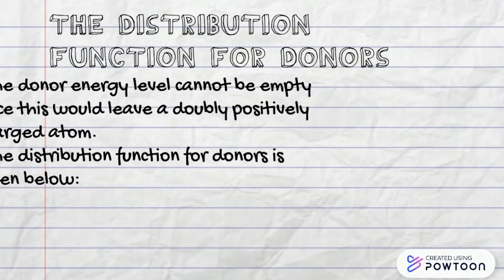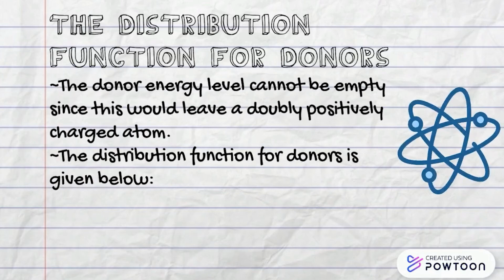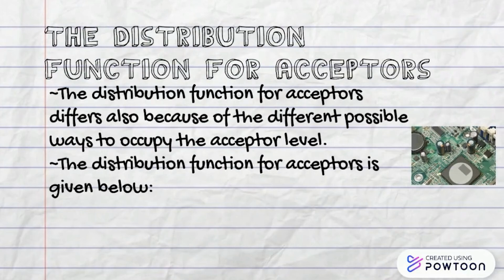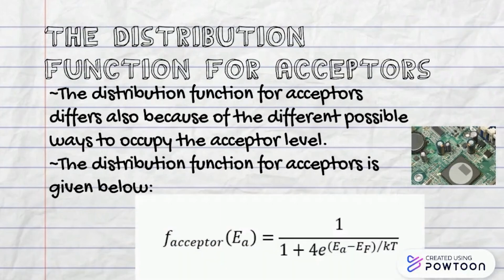The distribution function for donor. The donor energy level cannot be empty, and this will leave a doubly positive charged atom. The distribution function for donor is given below. The distribution function for acceptor. Also, because of the different possible ways to occupy the acceptor level, the distribution function for acceptor is given below.